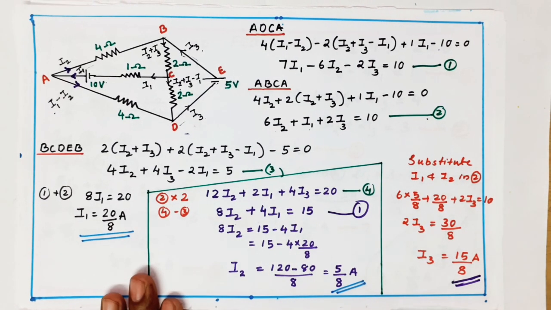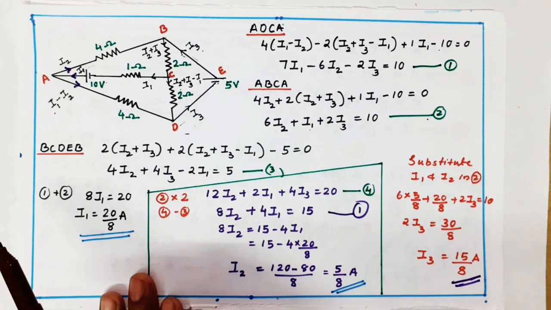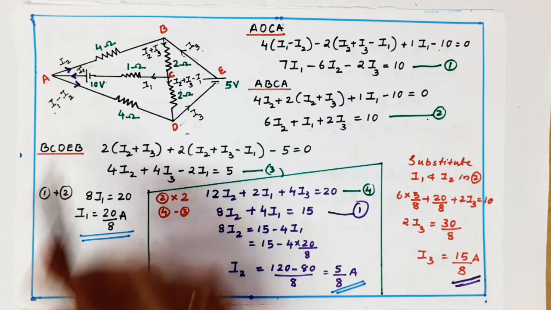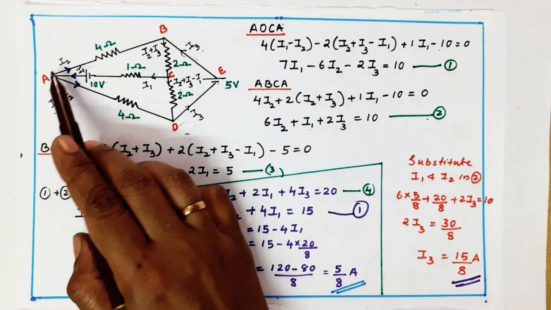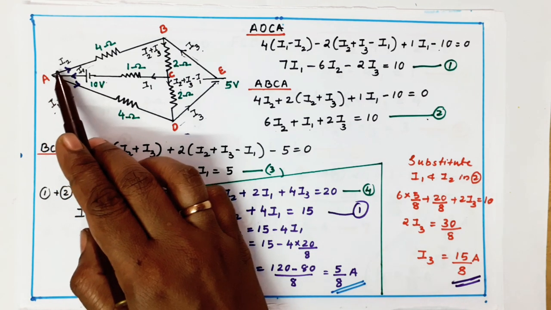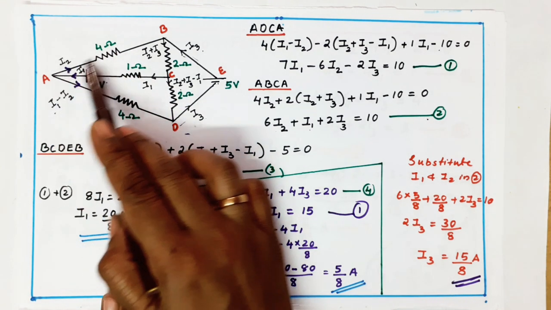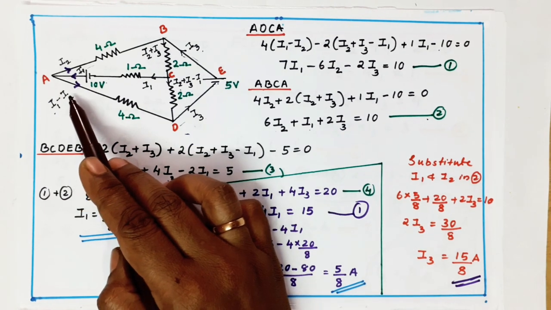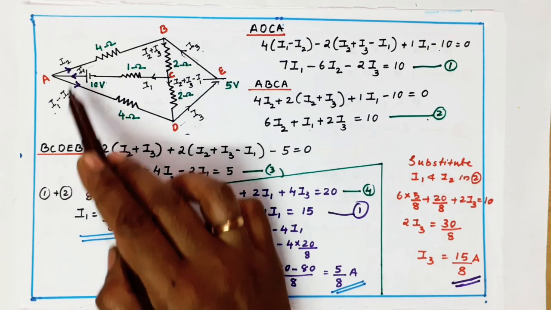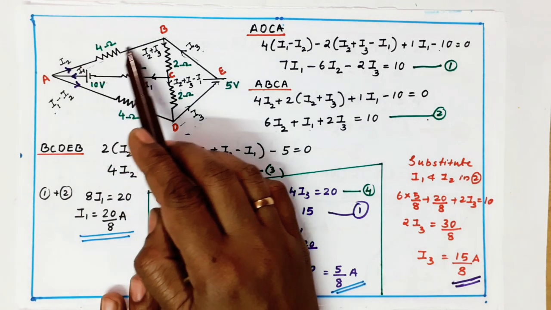This is a little more complicated circuit with two cells, 10 volt and 5 volt. In this question I am taking from the 10 volt cell, the current that comes out is I1. When I1 reaches junction A, a small amount of current will go up, that is I2. The remaining will come down, that is I1 minus I2.